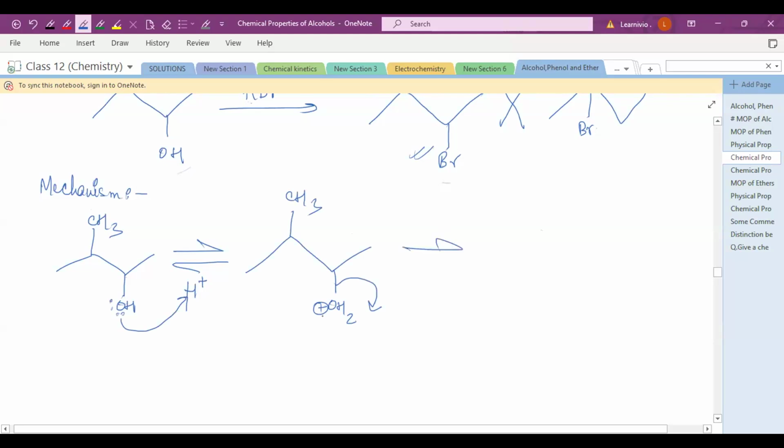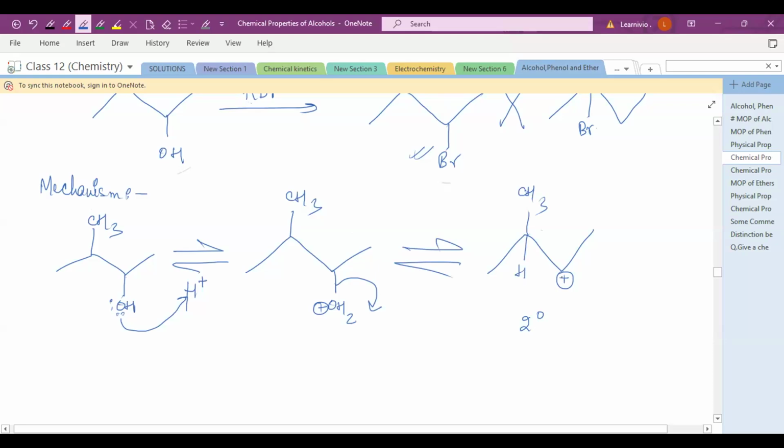Now, what happens when dehydration occurs? There is the formation of a carbocation. When this bond is removed, a carbocation will be formed on this carbon. The CH3 stays as it is, and here one hydrogen is present. Now, you know very well this is a secondary carbocation, since this carbocation has two groups. But the more stable one is the tertiary, and it has an option. It can shift its hydrogen.